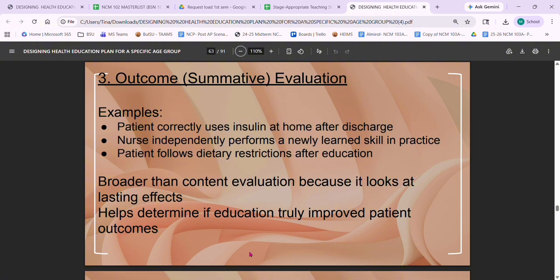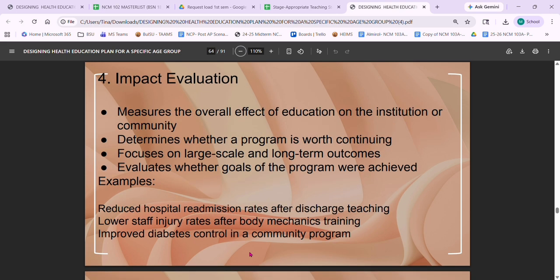Okay, now example mo is patient correctly use insulin at home after discharge. Okay, not immediately after. Hindi, nung pagka-uwi niya. Nurse independently perform a newly skilled task in practice. Patient follow dietary restriction. So broad siya than your content evaluation because it looks at the lasting effect. So mas nade-determine if education truly improve patient outcome. Kaya outcome evaluation, kaya summative, sinasummarize or sinasum mo all.